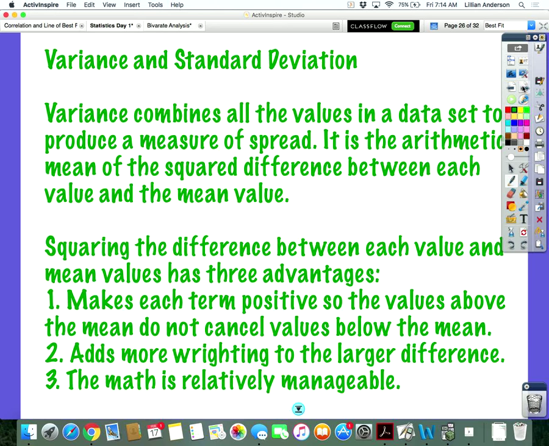Okay. So squaring the difference between each of the values and the mean value has 3 advantages. It makes each term positive, so the values above the mean do not cancel out the values below the mean. Squaring also adds more weight to the larger differences. In many cases, this extra weighting is appropriate since points further from the mean may be more significant. And then lastly, the math is relatively manageable when this measure is used in subsequent statistical calculations. So there's a little bit about variance there, so you guys have an idea.